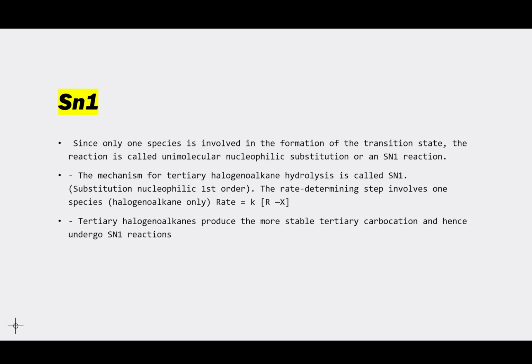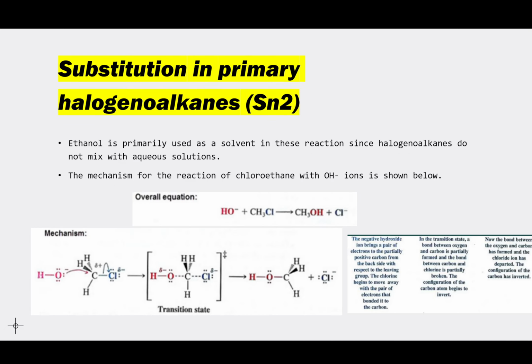Okay. Let's look at what it's talking about. So SN2 now, right? We know that SN2 only has one thing. Well, in this case, we'd have two, right? But it has the creation of a transition state. All right. So the ethanol is primarily used as a solvent because halogenoalkanes are not going to mix with aqueous solutions. And the mechanism for the reaction of chloroethene and hydroxide ions is shown below.